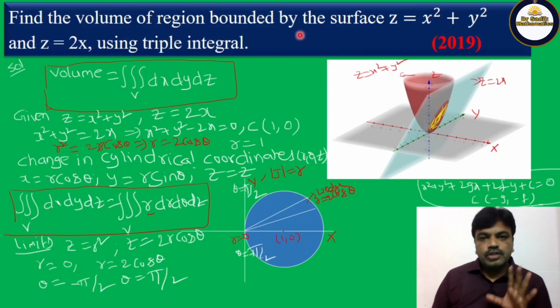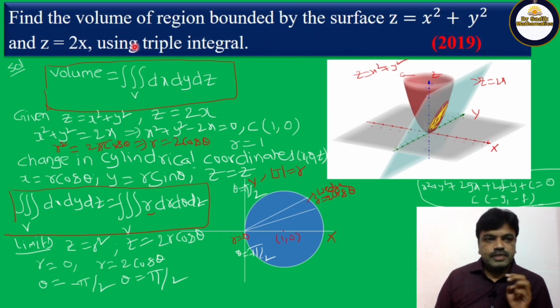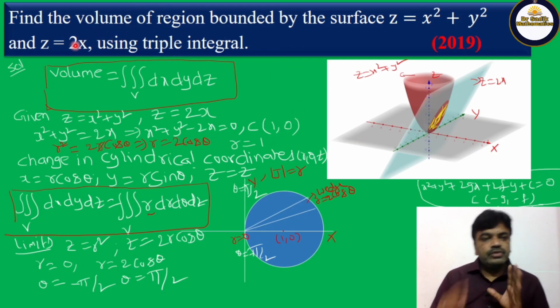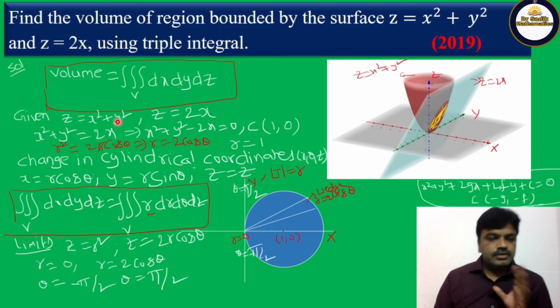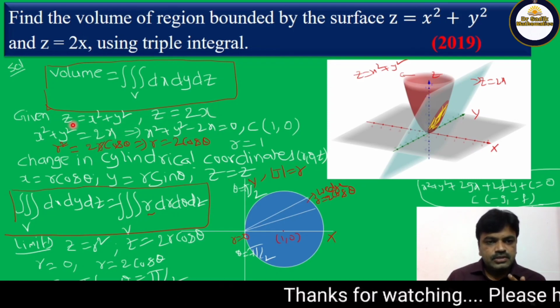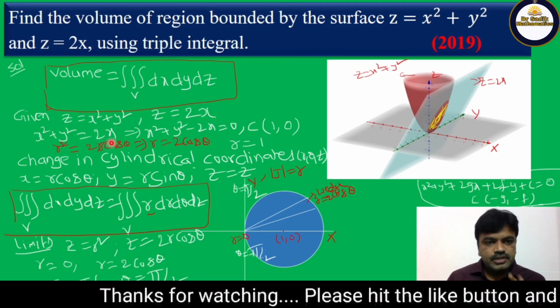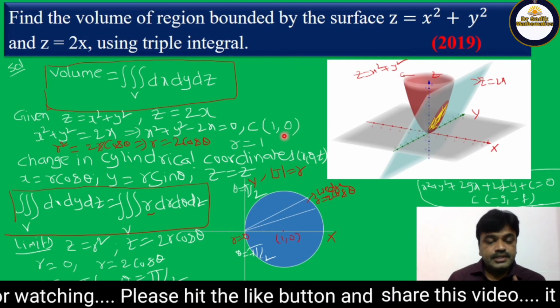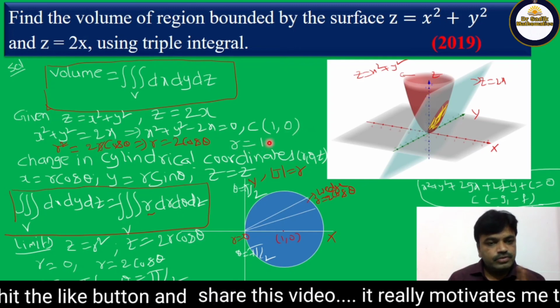Once again, friends, what he says is: find the volume bounded by the surfaces. One is a paraboloid and another one is a plane. The bounded region, say this is the paraboloid, this is the plane, cut this, we are finding the volume of this one. For that, the triple integration formula is the triple integral over v of dx dy dz. Then you write the surfaces: z is equal to x square plus y square and z is equal to x. The left-hand sides are equal, so I take x square plus y square equal to x. It represents a circle with center (1/2, 0) and radius 1/2.